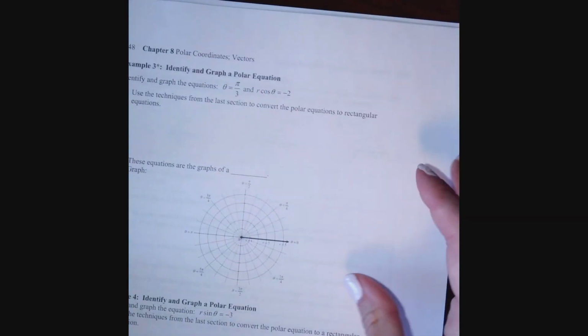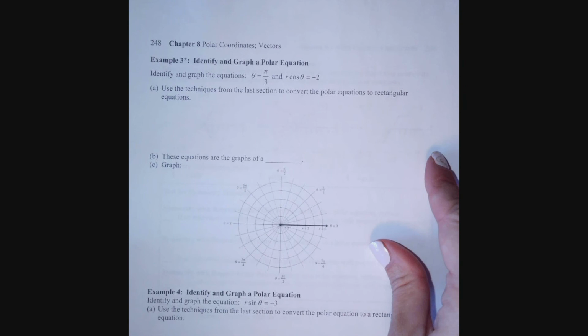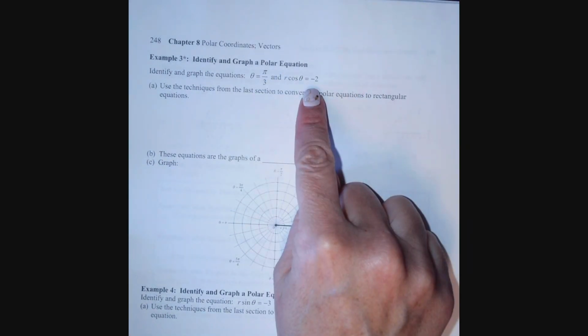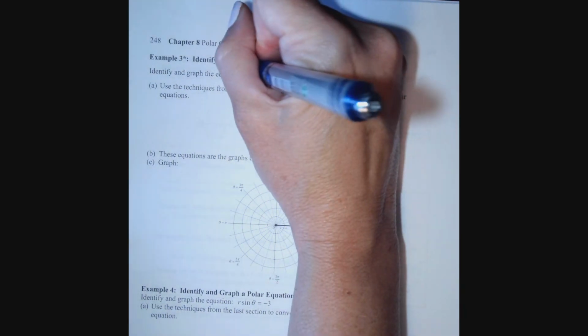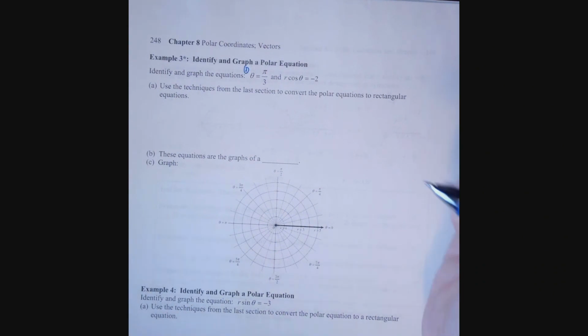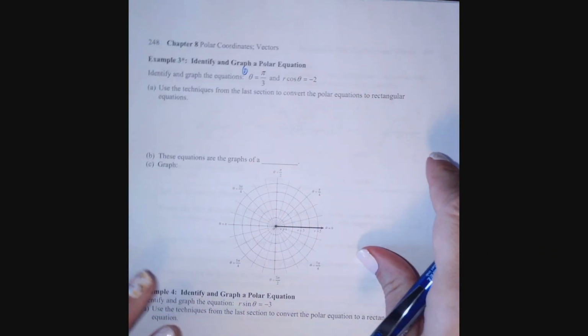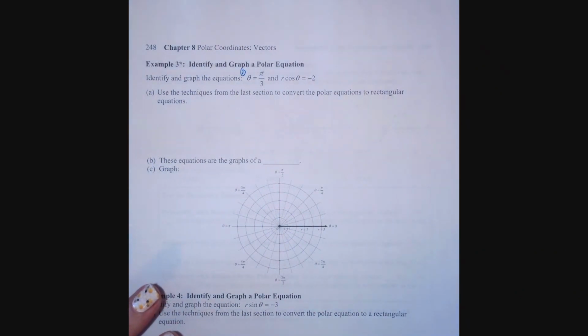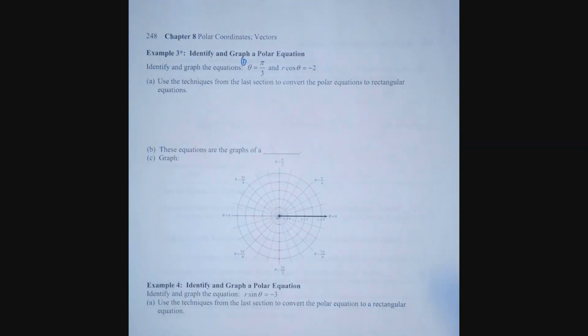Let's look at a different type of graph. Now we're asked to graph theta equals pi third and r cosine theta equals -2. So first is going to be this theta equals pi third. Well, pi third is just an angle, right? So pi third is that angle in quadrant 1. It's 60 degrees. It says to use the techniques from the last section.